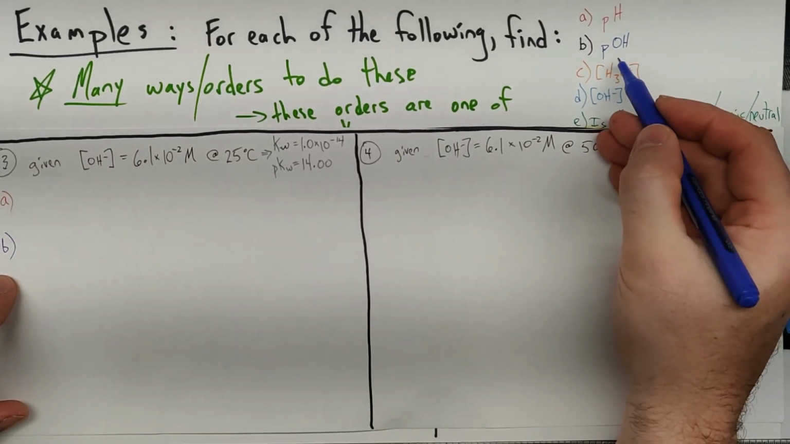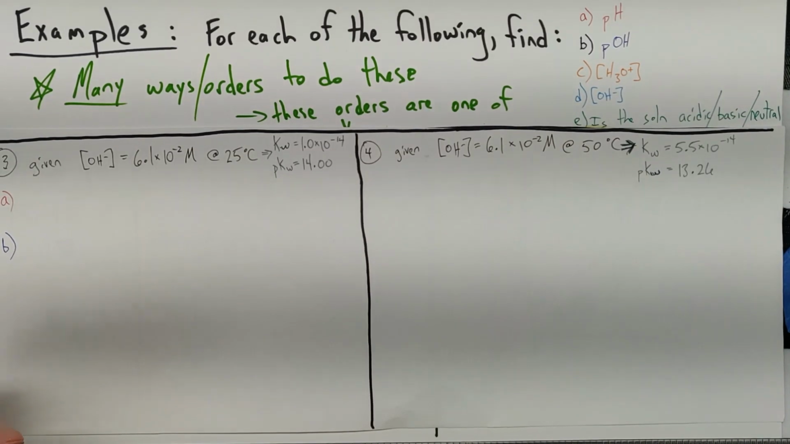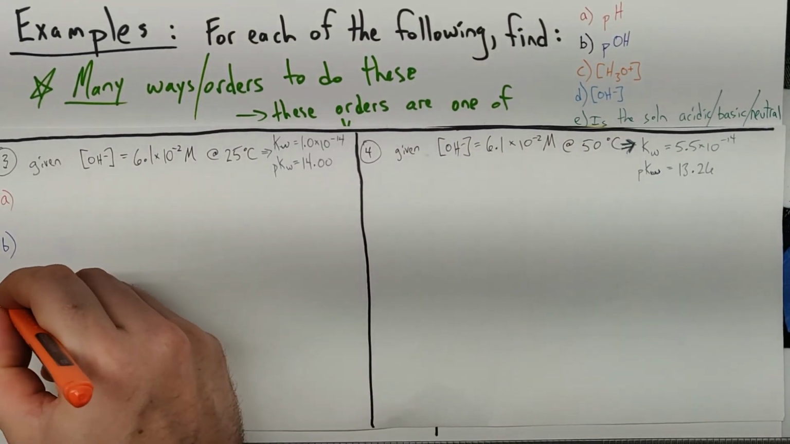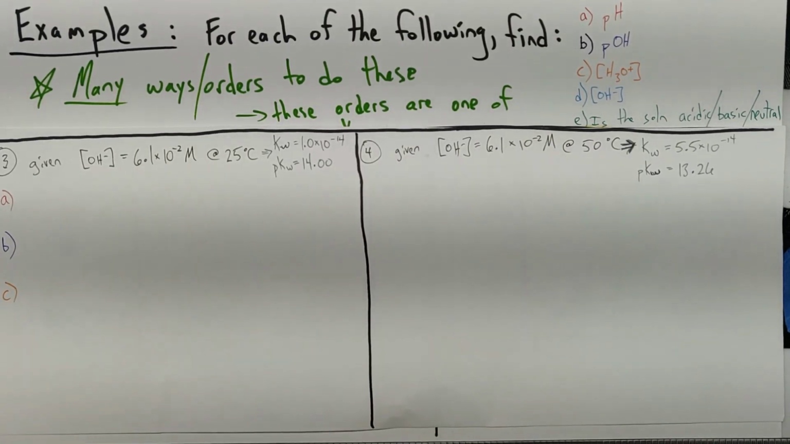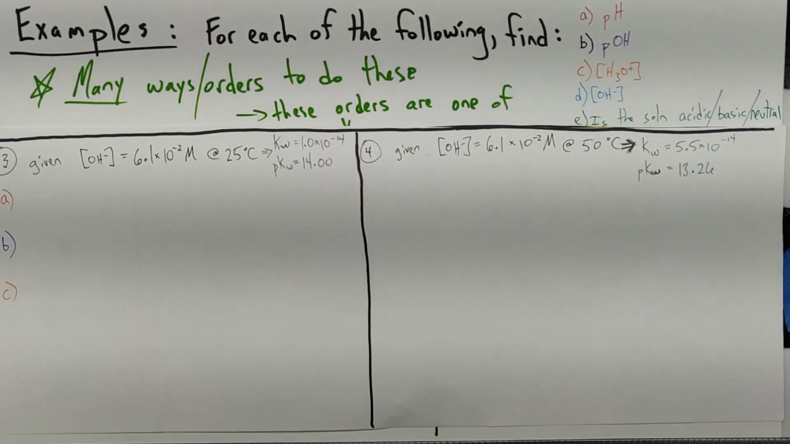Part B asks for a pOH. I don't know that either. So I'm going to move on to part C. Okay? You do not have to do things in order, so do them in a convenient order.